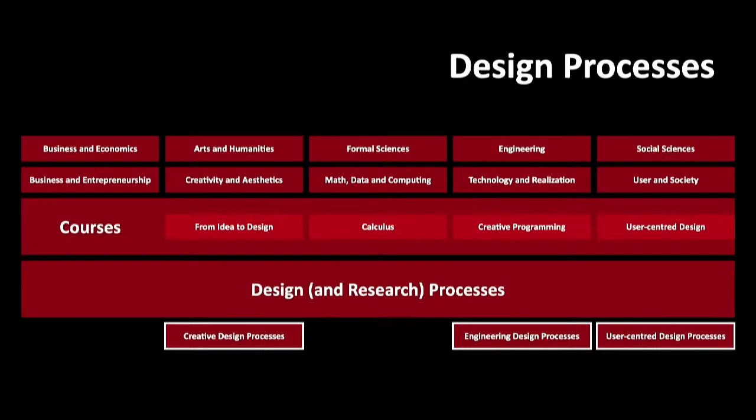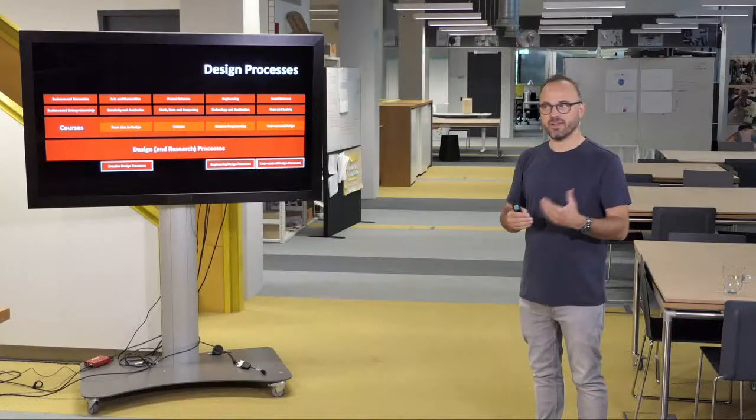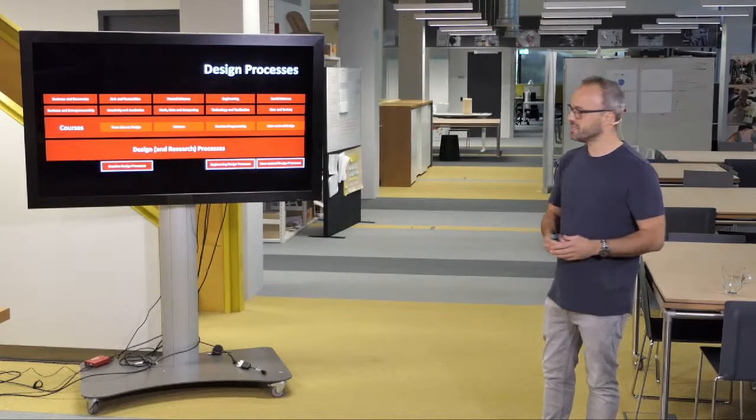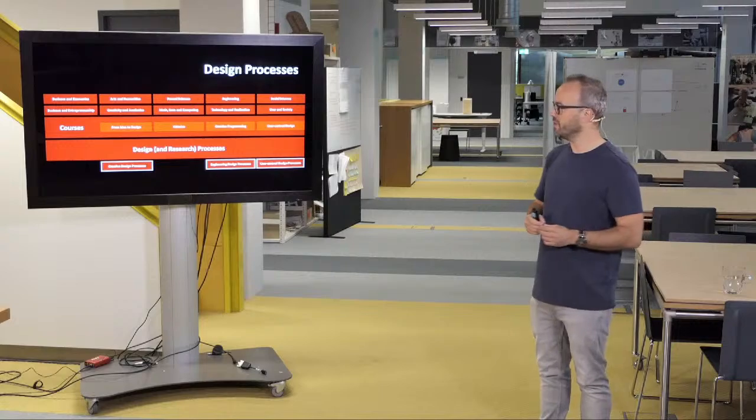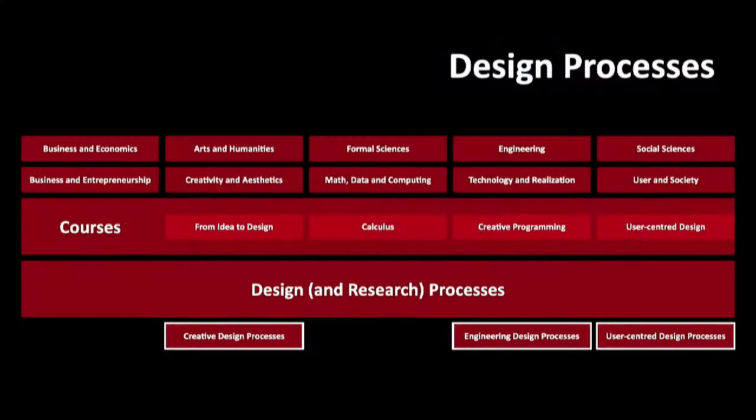For now, we're going to focus on design processes, because the first year is mainly about learning how to design and how to use insights from the different expertise areas to design. So as I explained, in From Idea to Design, you learn about creative design processes. You learn how to use creative methods to support your design. Or in creative programming, you learn about engineering processes and how to use, for example, requirements to define how your system should be designed and operated. In user-centered design, you get insights from the social sciences, from psychology, from ethnography, in order to inform your design. So you learn about user-centered design processes. And all the different courses and electives you may be taking teach you about novel processes and other ways of dealing with design.